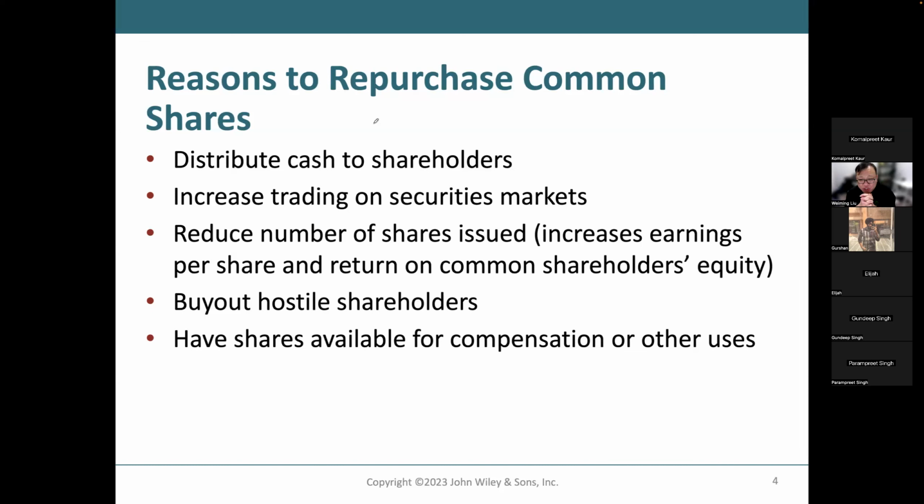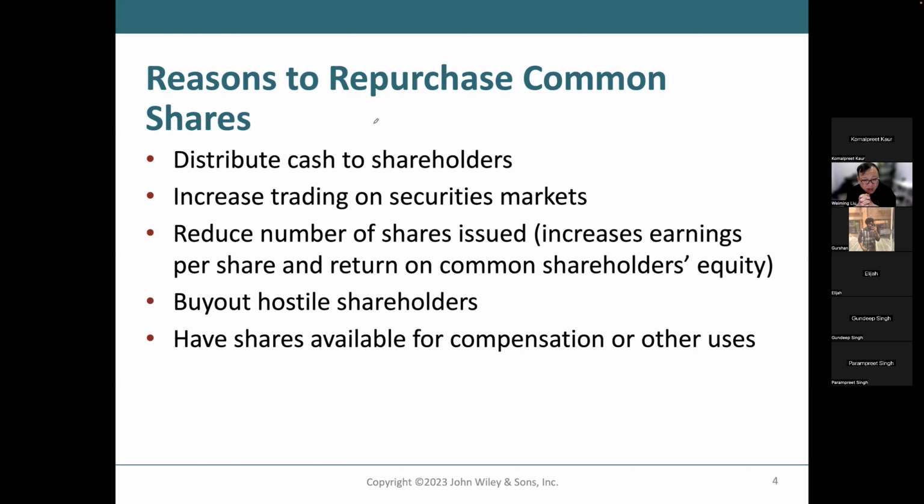Reduce number of shares issued. If there are lots of common shares out, right? If I buy them back, okay, then I'm reducing the common shares outstanding in the market. And if I have fewer shares, right, remember that profitability ratio, when we calculate basic earnings per share, you use income divided by weighted average number of shares. If the number of shares is lower, your earnings per share will be higher. Okay.